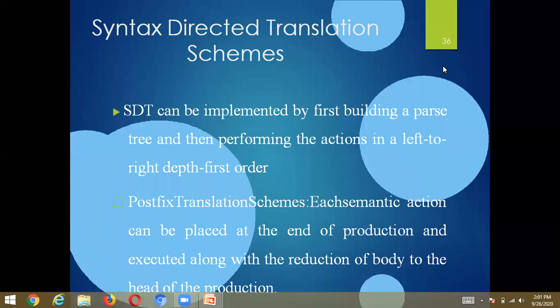Here we are implementing the depth first traversal. That means we are using a depth first traversal. And when it comes to synthesized attributes, there we used a post order traversal. And in inherited attributes, there we used a pre-order traversal. And here, when it comes to the translation scheme, we are using a depth first order traversal, right?